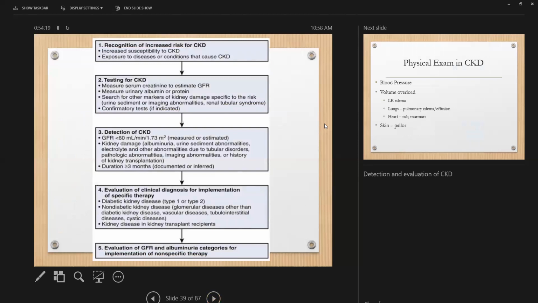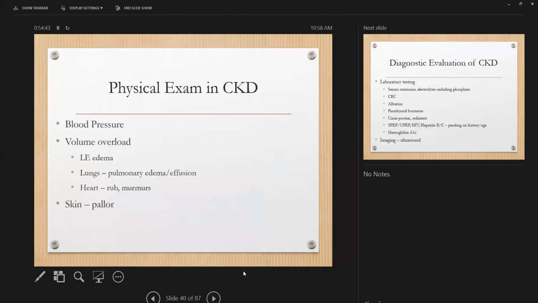So recognizing it, testing and detection. So another tool just to use to help you guys figure out, okay, what am I supposed to do? So testing, you're going to do your serum creatinine, get your GFRs, do a urine albumin, detection. It just moves on down the line, okay? But I'm really looking for you guys to be able to look at lab values and determine from lab values.